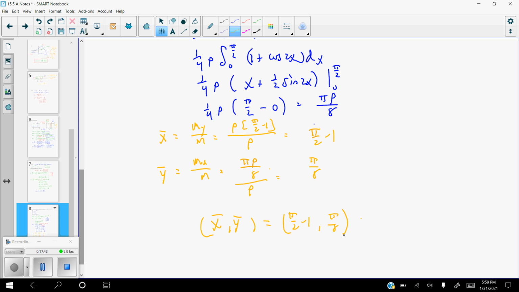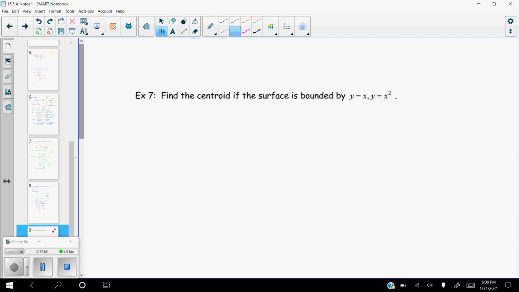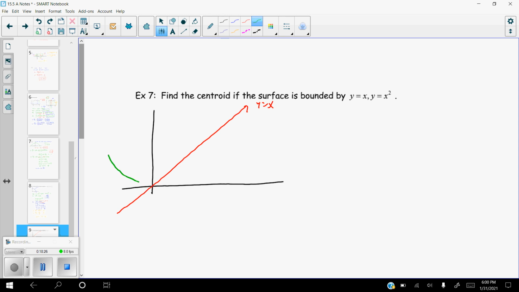All right, we got one more to do. Okay, and this one is kind of important. I am probably not going to finish the entire thing. We're just probably going to set this one up just because time is already at 18 minutes. So what we've got is find the centroid if the surface is bounded by y equals x and y equals x squared. So our surface is bounded by the equation y equals x. Whoops, I totally missed that one. Let's try that again. That's better. Y equals x and y equals x squared. Yeah, something like that.